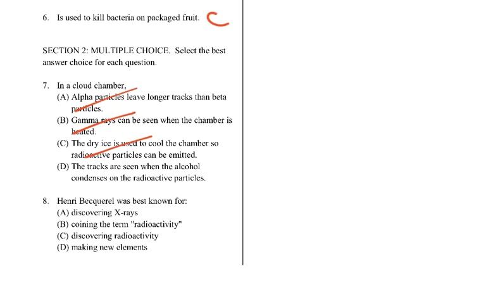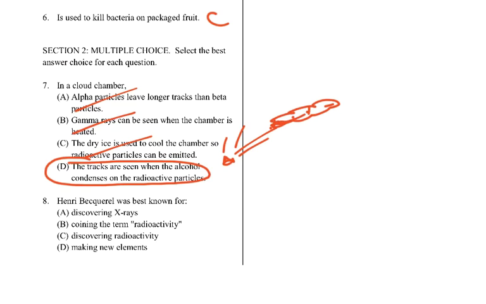The tracks are seen when the alcohol condenses on the radioactive particles. Oh, boy. Okay, well, that's the best answer. That's not really correct, though, however. Because what happens, say this is the radioactive material, things are shooting out of there, and that ionizes the air, and then the fog kind of condenses on those little positive ions. So those little positive ions are not necessarily radioactive. So that's the best answer, because the other ones are certainly not true, but that's not really true either.